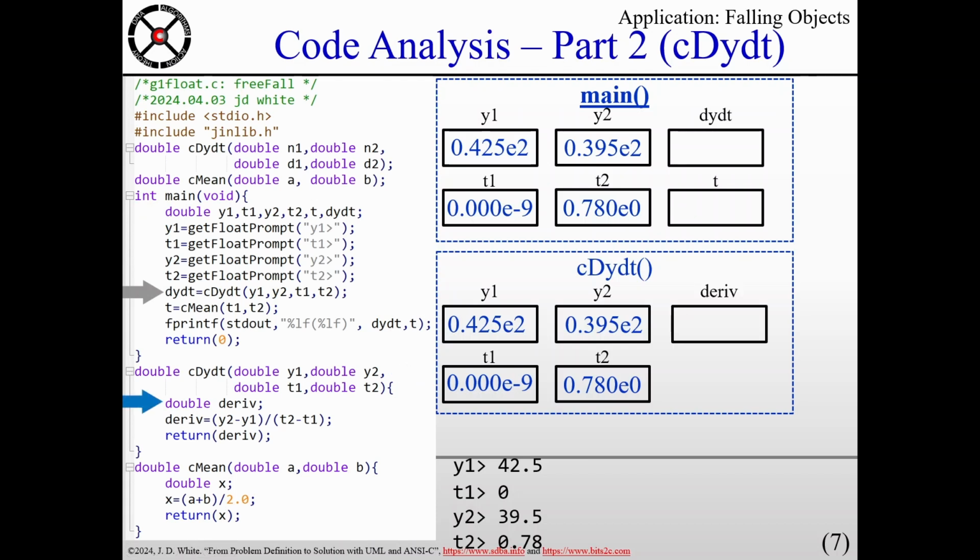Next, it created a new container, deriv, to store what it calculates. It does the calculation, stores this number into the container deriv, and then finally it returns deriv to the main function.